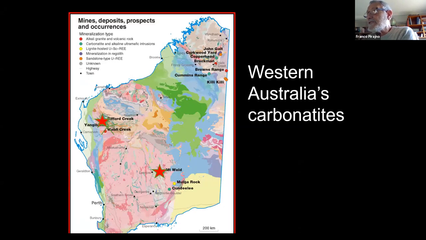Now, let's look at some Western Australian carbonatites. We have Gifford Creek up here, and of course, Mount Weld down there, which will be discussed here. The Cummings Range is also part of the system. The carbonatite I mentioned earlier in the Kimberley sits up there.